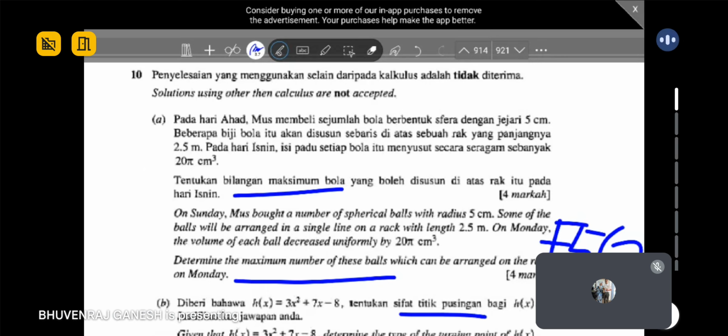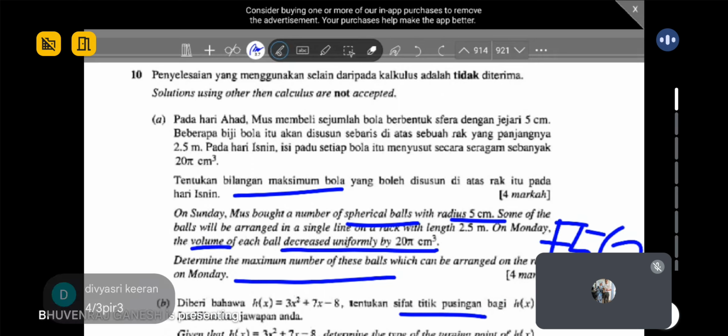Not yet. Wait first. I know you see maximum, you say equal to zero, but slowly. Okay, so over here, they say spherical ball, radius 5. This is the first information, guys. So may I know, what is your symbol for this? Volume decrease. Isi padu berkurang 20 pi.